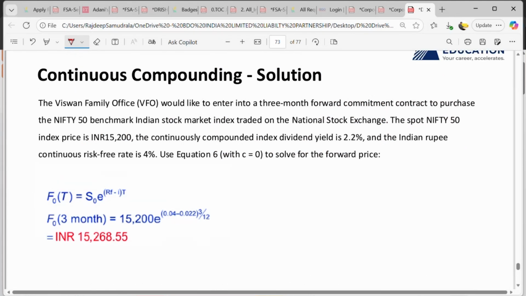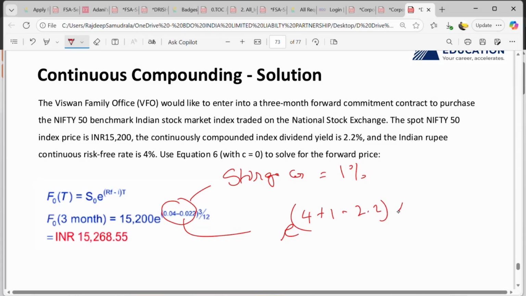Clear? Obviously, remember, if I had given you storage cost, they'll say storage cost or insurance cost is, let's say, 1%. So what will you do? You'll do e raised to 4% plus 1% minus 2.2%, and then multiply it into 3 by 12. Clear? Understood? So you only have to add the cost and subtract the benefit. Brilliant. Okay. Obviously, I'm saying this as a percentage, but remember, it is decimal.